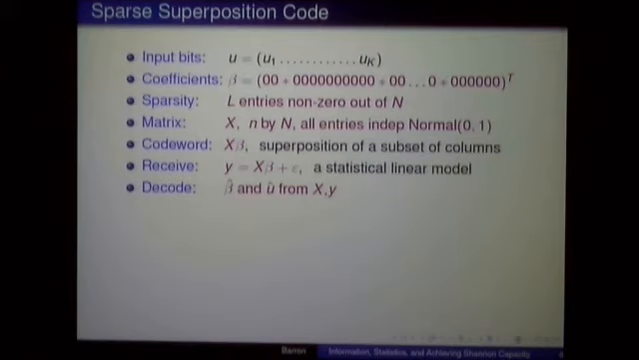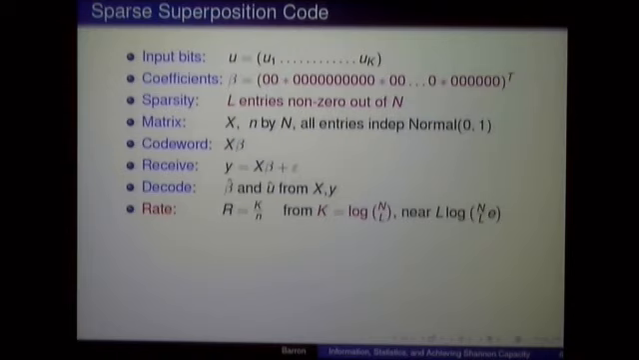And the codeword is X beta. So it's the linear combination of the columns chosen. And you receive Y equals X beta plus epsilon, a statistical linear model. And the decoding, we will explain. The rate: if you were allowing all such sparse subsets, the number of information bits you could throw in would be the log of the number of subsets of size L out of N.